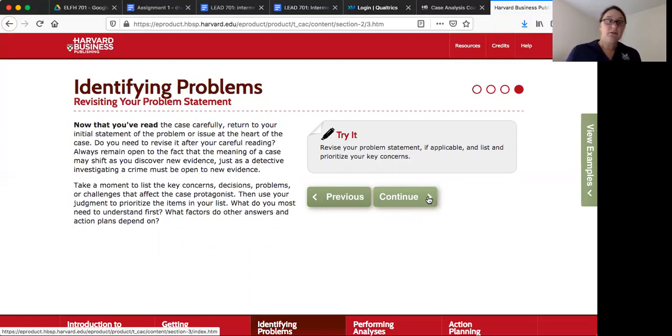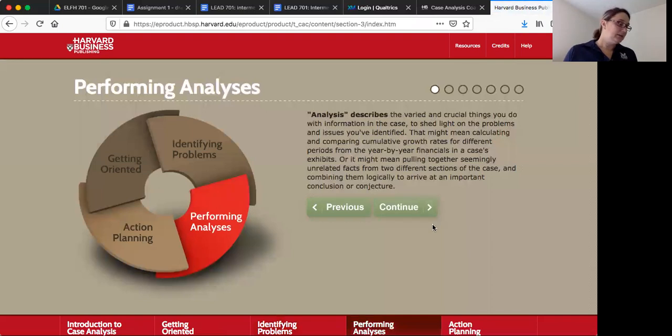Oftentimes, as I mentioned, you might come to class thinking that this case is about firing somebody, and somebody else might come to class thinking that the case is really about evaluating the person in order to give them a promotion. Maybe they're both right. So sometimes it's a little bit challenging to know exactly what we're supposed to be looking for in the case. After we get oriented and we identify problems, then we want to perform some type of analysis. And this is where we're really gathering all of the information that we think is the most relevant to the problem.